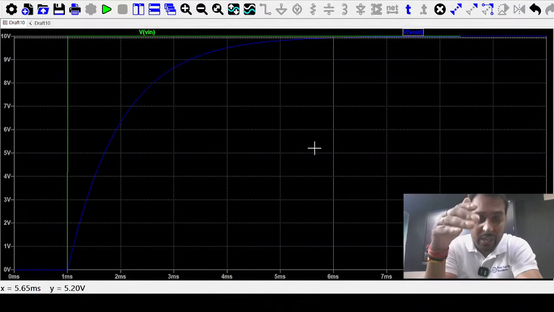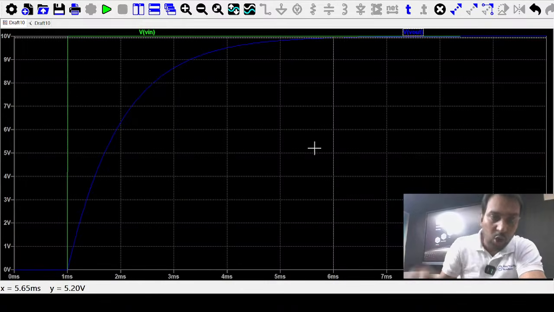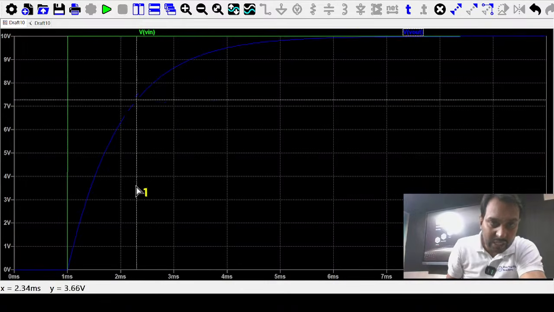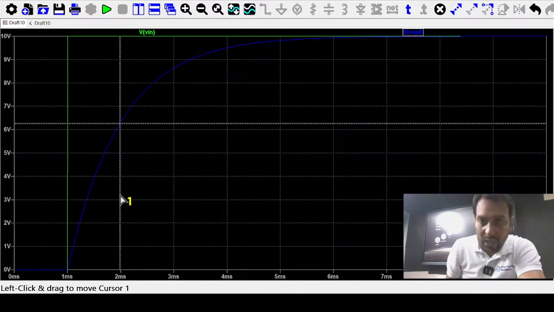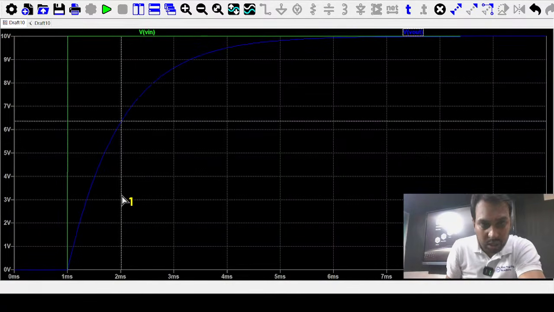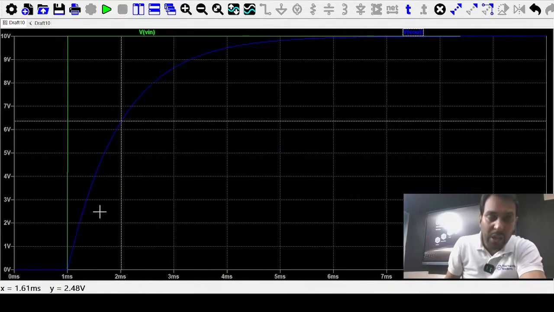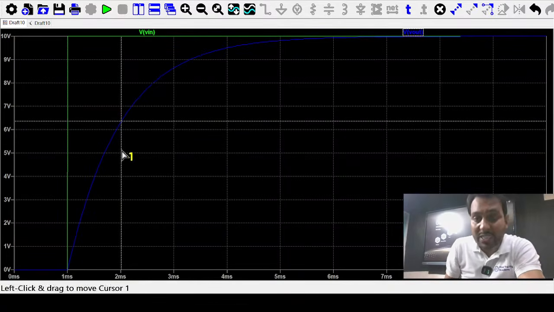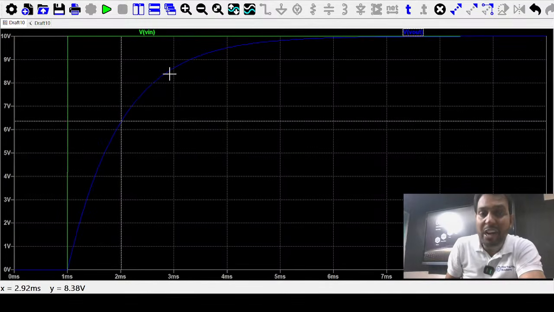If you want that key, we want a different value: at 2 millisecond it is 6.2 volt or 6.3 volt. If you change the value of R and C, it will provide a different waveform also. Why? As your time constant is small, the faster the capacitor charges to 10 volt. The larger your tau, the slower your output waveform.